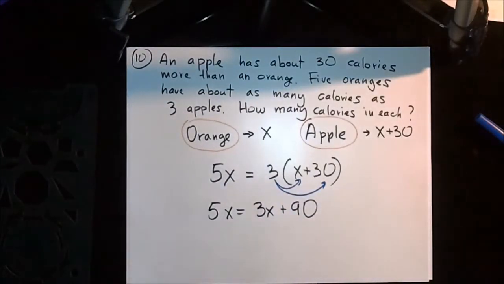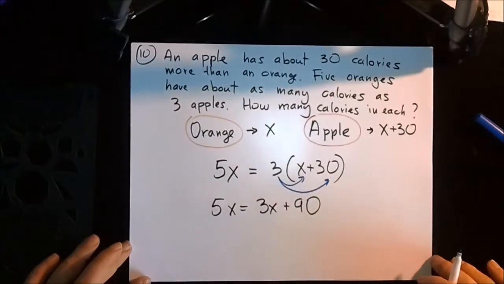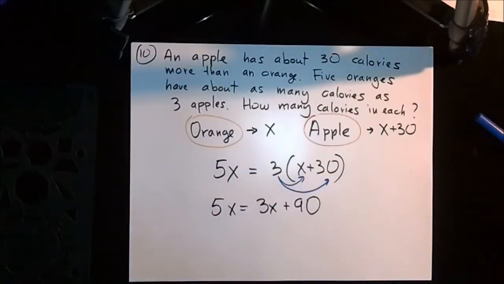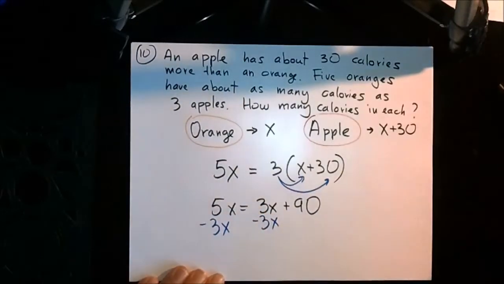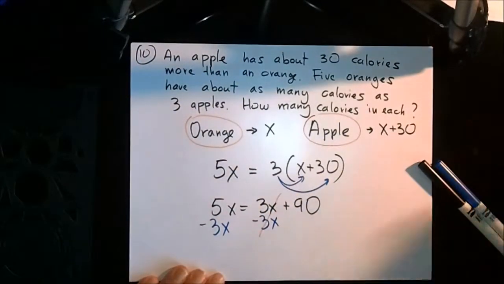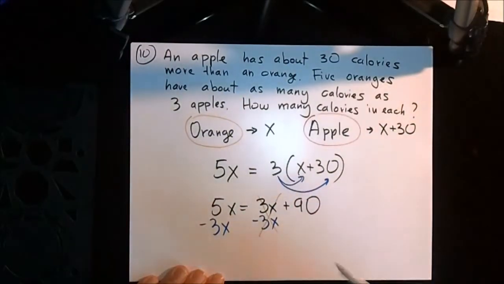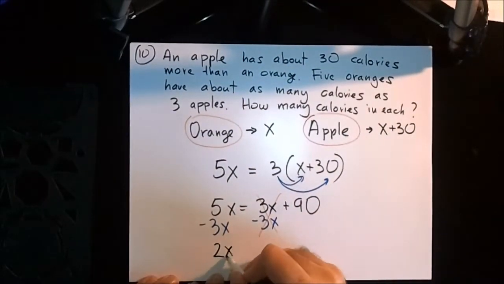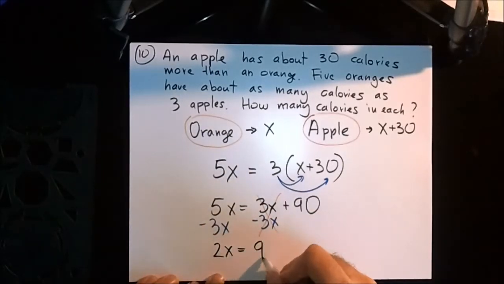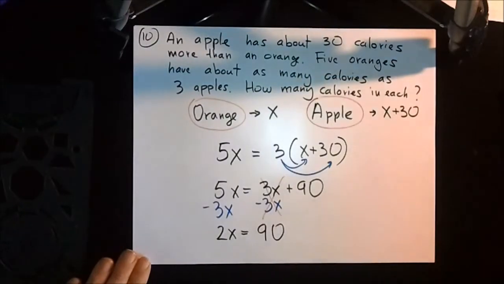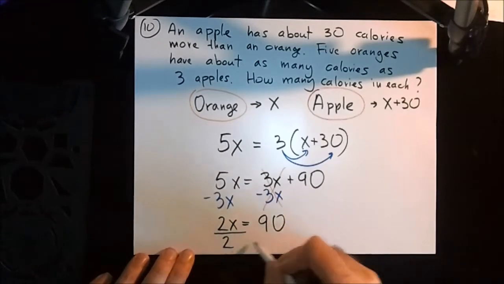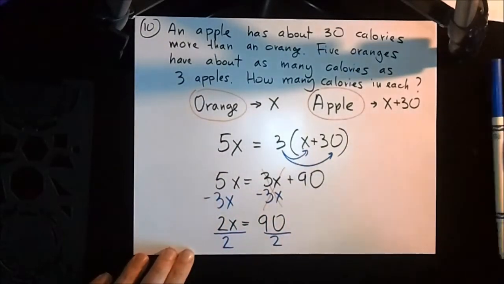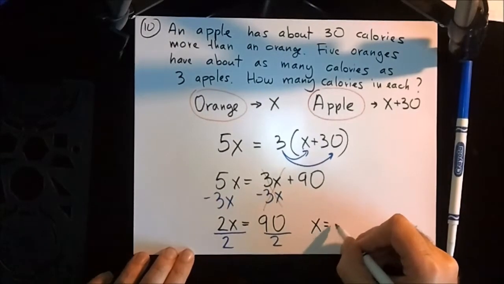Now I have to choose one side to keep my variable on because now it's on both sides and I don't like that. I always choose to get rid of the one that has a smaller coefficient, and in this case it's the 3x. So I'm going to take away 3x from both sides. So that's gone. I'm left with 2x equals 90. And my last step is to divide both sides by 2 to get rid of this times 2. And I can safely say that my x is 45.